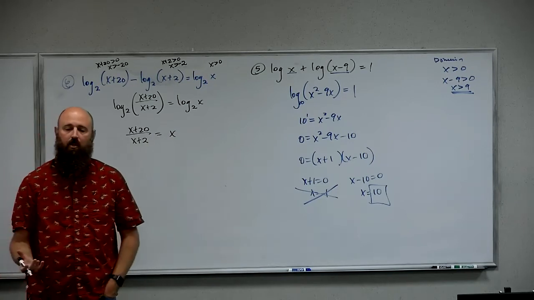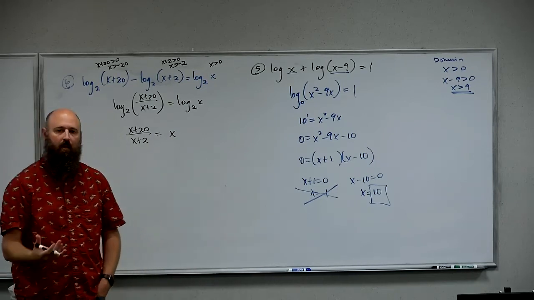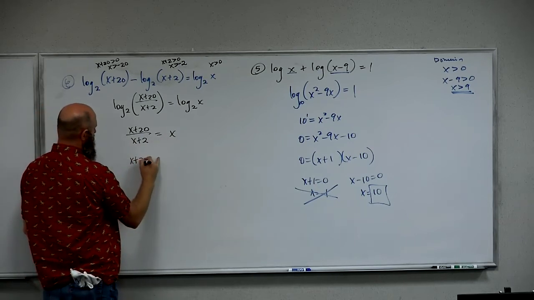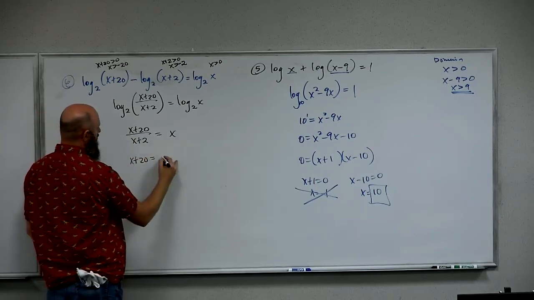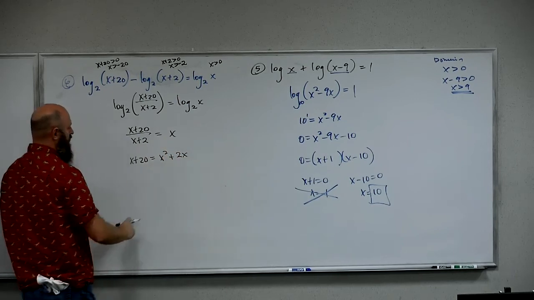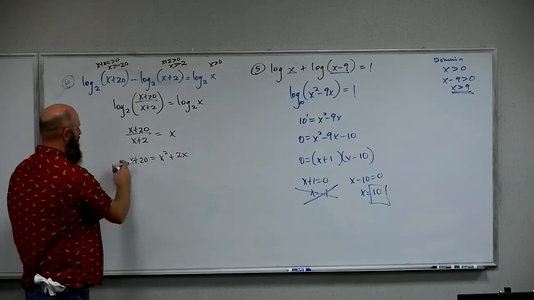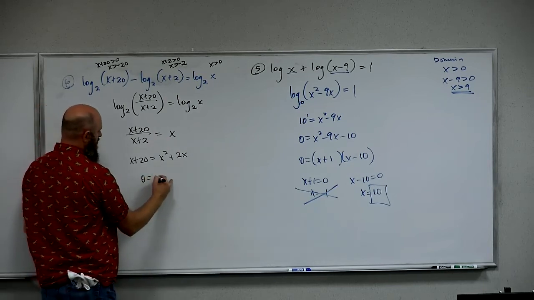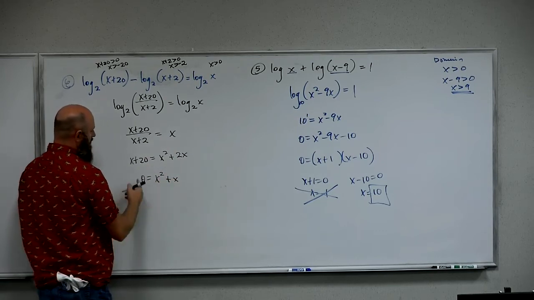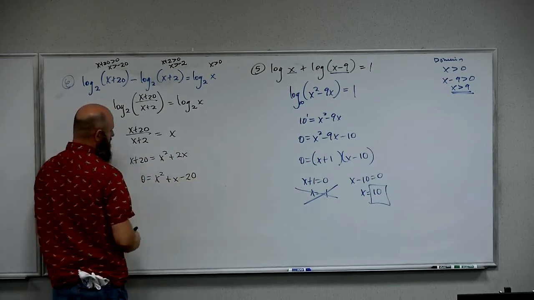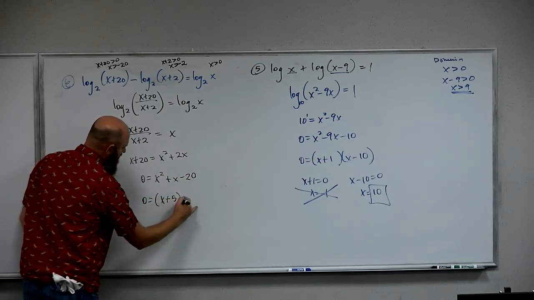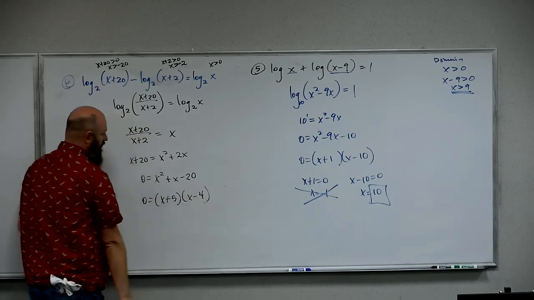And now I just need to solve. I need to get that off the bottom and work through it, okay? So I'm going to move that over. So x plus 20 equals, and I'm multiplying, so x squared plus 2x. Since I have an x squared, that means I need to move everything over. So 0 equals x squared. I'm subtracting 1 from the 2 to get an x. I'm subtracting the 20. So that means that I'm going to get x plus 5 and x minus 4 from my factored form.